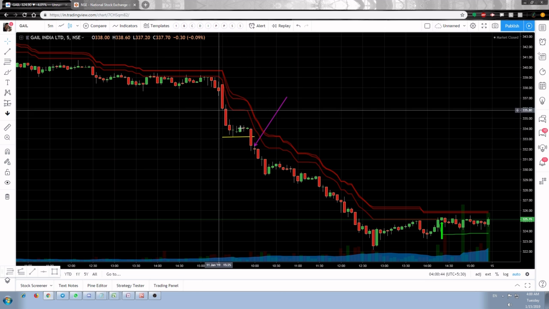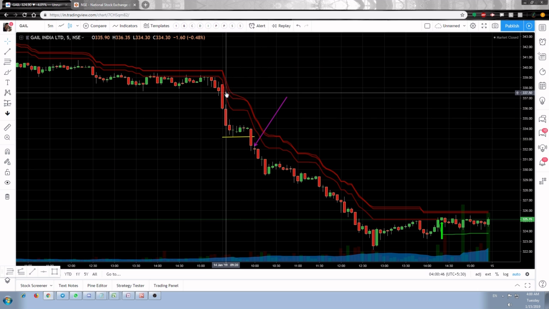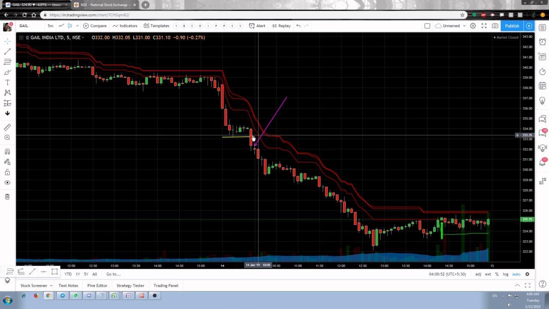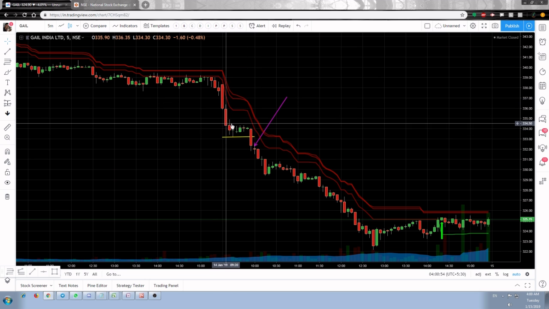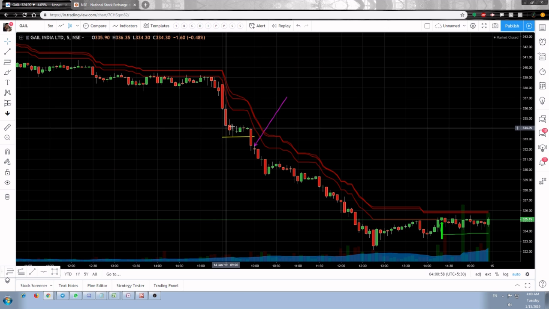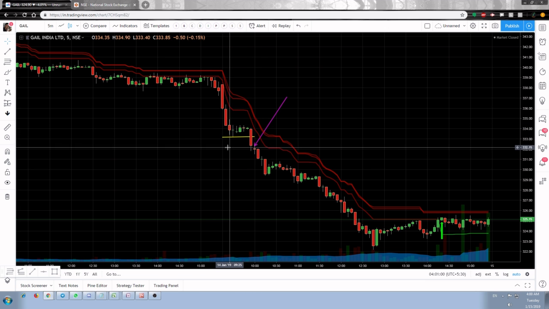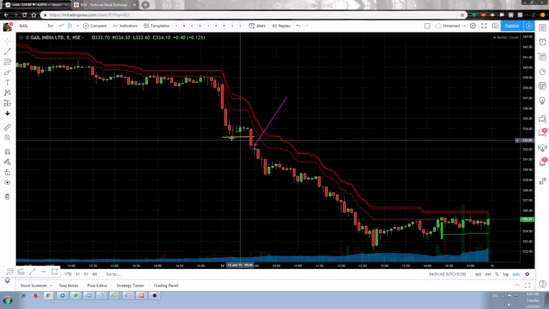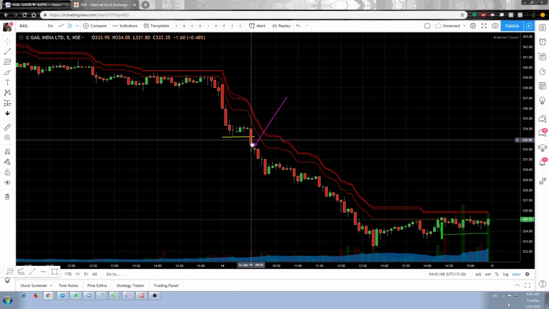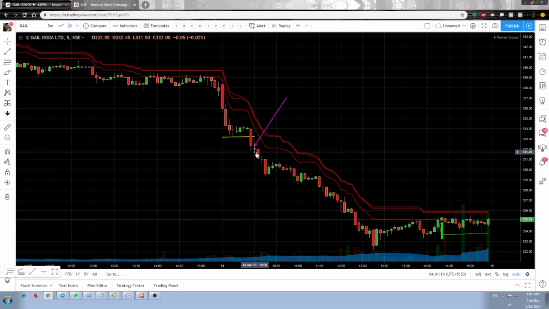Okay, so coming back to Gale, it started with this big red candle. And after it gave 3 red candles, it entered a consolidation zone. This was an absolutely sideways movement that Gale gave. This is a 5 minute chart. So you have to wait for this point to be broken or breached, and only after this point is breached and the candle closes, you take a short position.